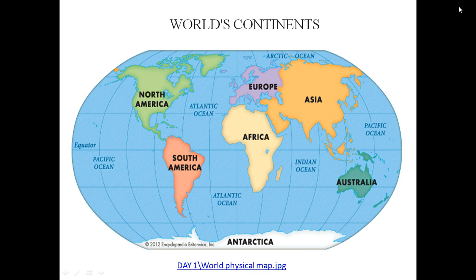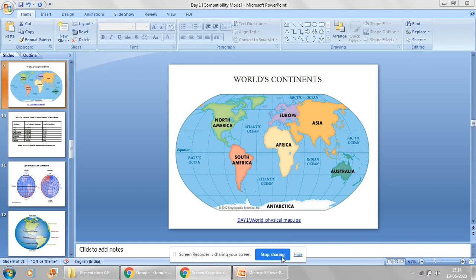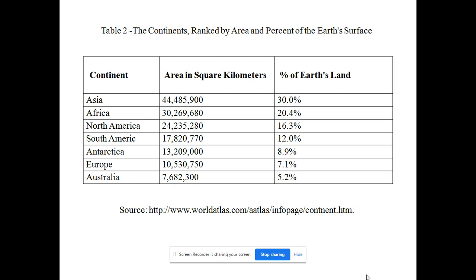Now going into our world continents. Continents are divided into seven, as we know, which are North America, South America, Africa, Europe, Asia, Australia, and Antarctica. Now, certain geographers don't take Antarctica as a continent because it is unsuitable for human inhabitants. But whether 8 or 6 or 7, there is still a confusion in that. The continents ranked by square kilometers: the first is Asia, followed by Africa, North America, South America, Antarctica, Europe, and Australia.